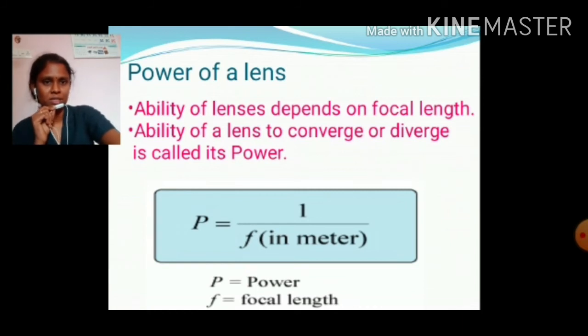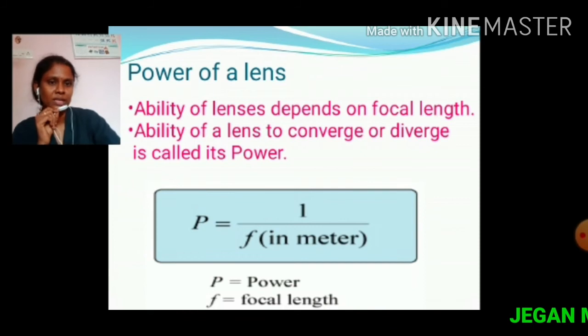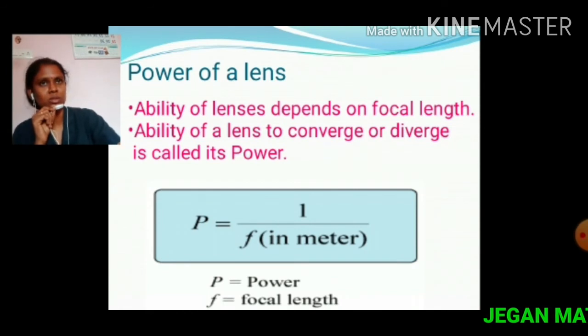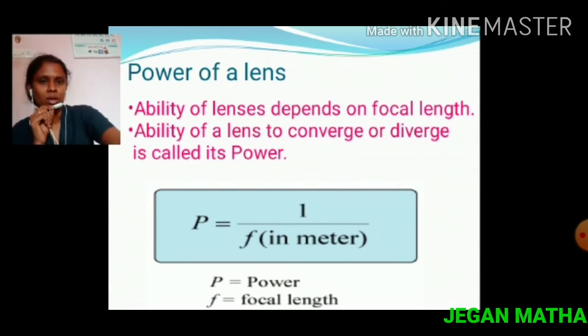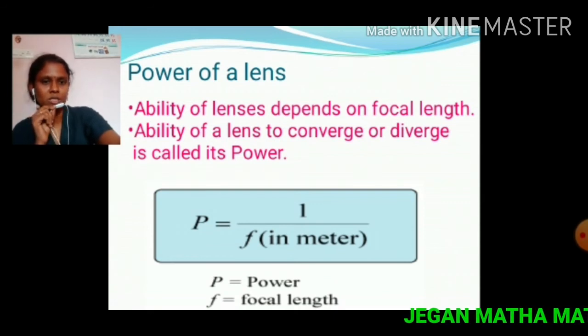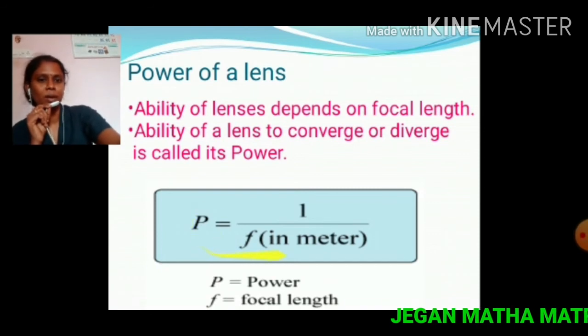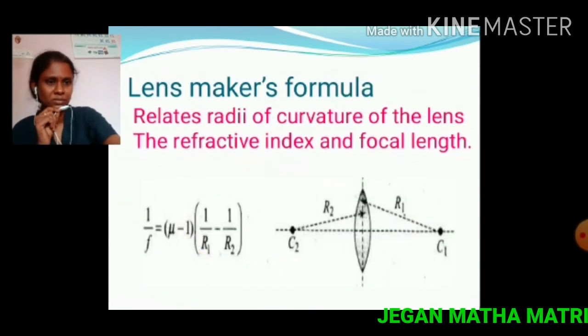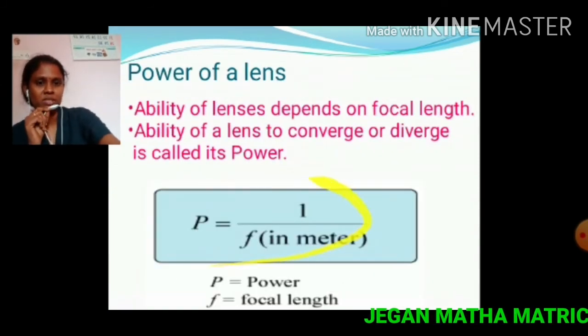So next, power of a lens. When a light ray falls on a lens, the ability of the lens to converge or diverge the light rays depends on the focal length, that is f. So the ability of a lens to converge or diverge is called its power. So here P is equal to 1 by f. It is expressed numerically.